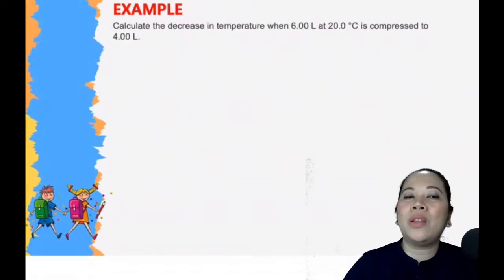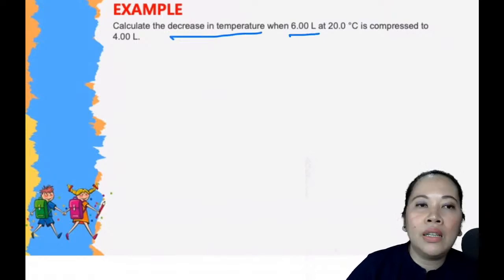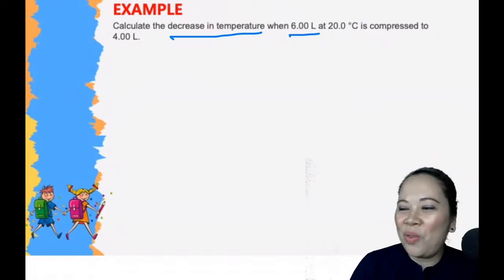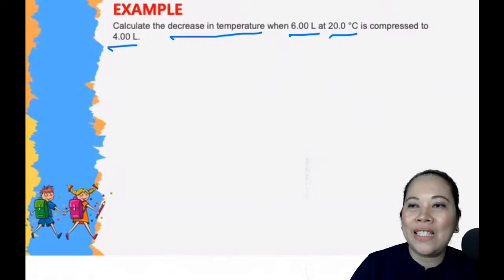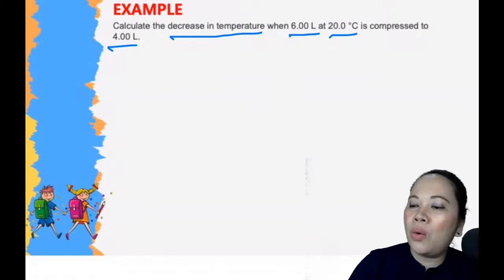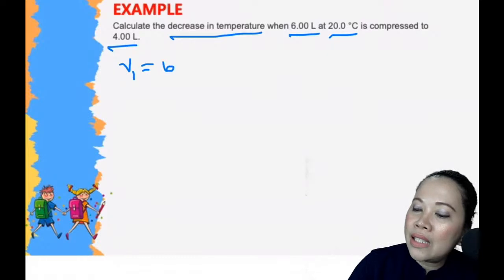Okay, let's try another one. Calculate the decrease in temperature when the volume is 6 liters at 20 degrees Celsius and is compressed to 4 liters. So what are the givens? You have liters, our V1, which is 6 liters, and then our T1 is 20 degrees Celsius.